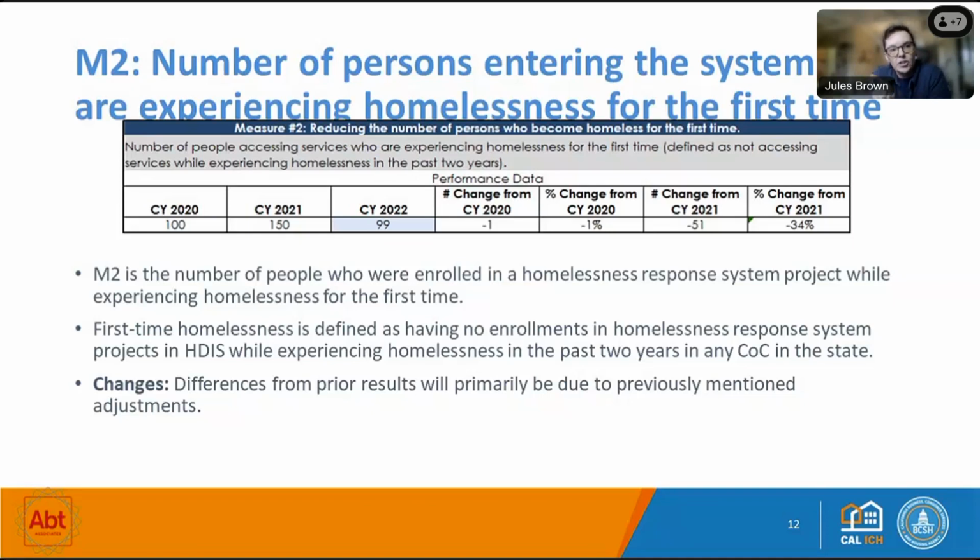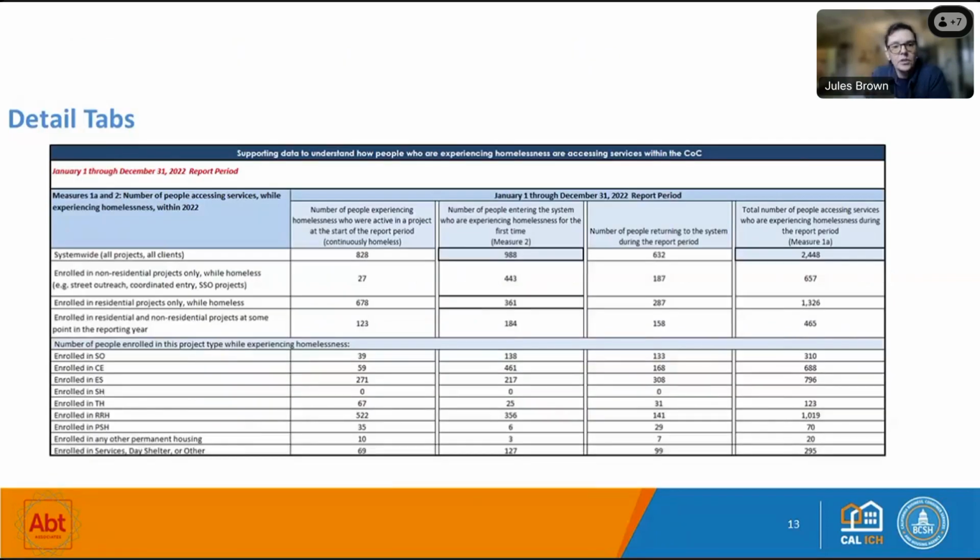Then if you look at your actual detail tab, and we can go on to the next slide here, Melissa, what you'll see is a breakdown of both measures 1A and measure 2 combined together. So this detail tab shows you in the first column a breakout of all of those people who started the year homeless. They were already homeless. They're actively enrolled in a project on that first day of the year. And break them down into 2 kind of breakout groups.